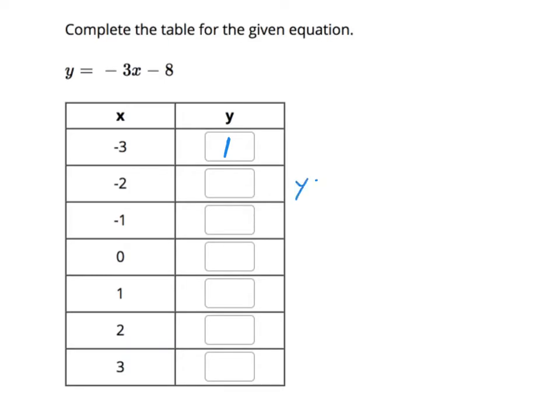So for this next one, we're going to go y equals -3 times whatever x is minus 8. In this case, x is -2. So then it's going to be y equals -3 times -2 is 6. And then that's minus 8. Therefore, y here equals -2. And so there y would be -2, and that's what I would put in. And I'm just going to repeat the exact same process going all the way down.